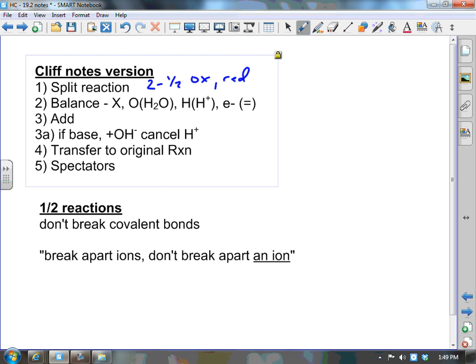Then we're going to balance the X elements, the things that are not oxygen and hydrogen. We'll balance oxygen with water, balance H's with H pluses, and then balance the electrons and make sure that they're equal. We're going to add the half reactions together. Now, we haven't gotten to the bases yet, so don't worry about that. We're going to transfer all the coefficients back to the original reaction and then clean up any loose ends.